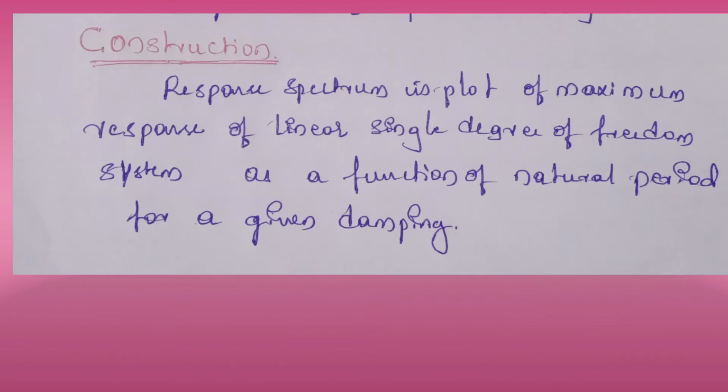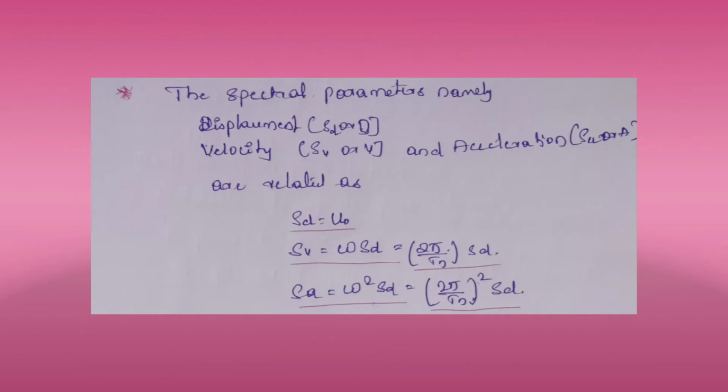In the construction of response spectrum, you already know what a response spectrum is. A response spectrum is a plot of the maximum response of a linear single degree of freedom system as a function of natural period for a given damping. The spectral parameters we are going to consider are displacement, velocity and acceleration. You can indicate them as SD or capital D, SV or capital V, and for acceleration, SA or capital A.